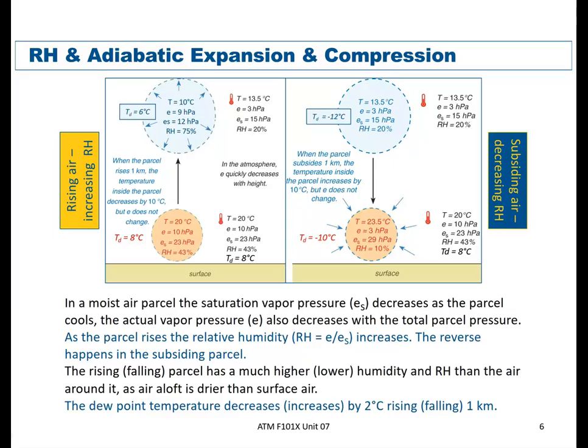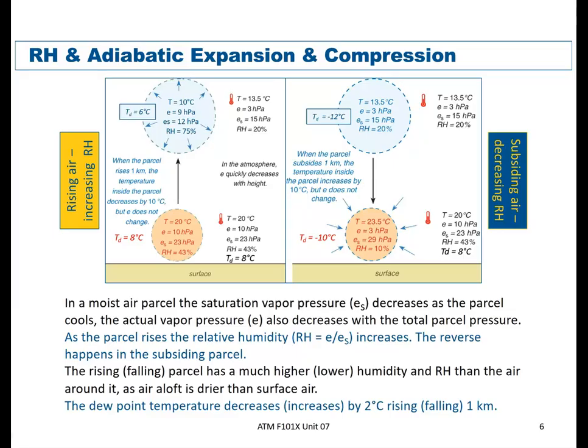The relative humidity rises from 43% to 75%, where 43% represents the ratio of 10 hectopascals to 23 hectopascals, and 75% is the ratio of 9 hectopascals to 12 hectopascals. As the environmental humidity decreases rapidly with altitude, the parcel is much more humid than the environment at 1 kilometer, where the environmental relative humidity is 20%.